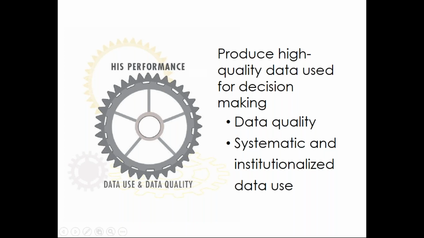Moving on, we have the gear of HIS performance. And within this gear, what we're doing is really looking at how we measure the performance and the actual strengthening of the health information system. This is the major outcome of strengthening the health information system, and we have two areas that we focus on: data quality and the systematic and institutionalized use of data.